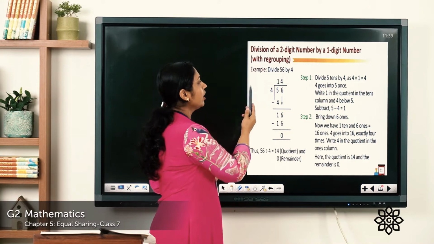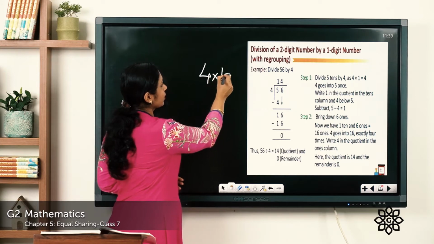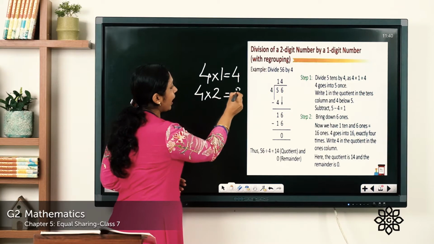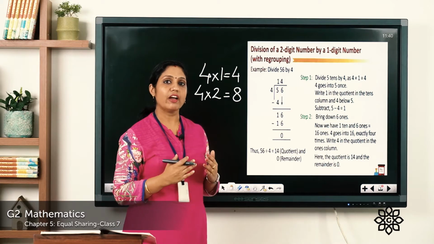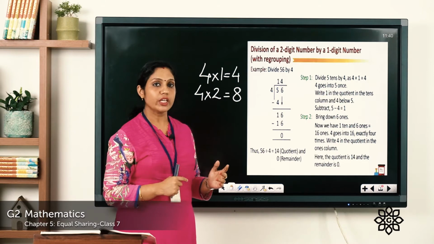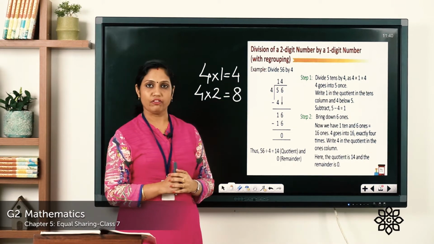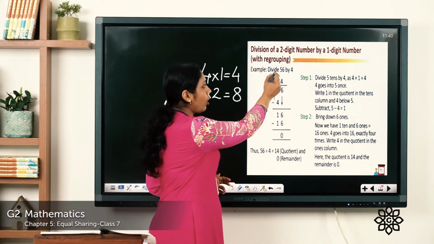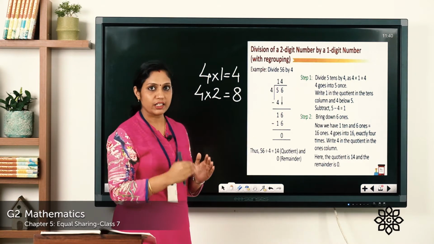So now let's check. 4 into 1 is equal to 4. 4 into 2 is equal to 8. So did you get the number 5? No. So now what do we have to do? Either we get the number or just the number before it. So here we have 4. We can take the number 4 because 8 is greater than 5. So 4 into 1 is 4. So write 1 on top of that 56 and 4 down under 5.